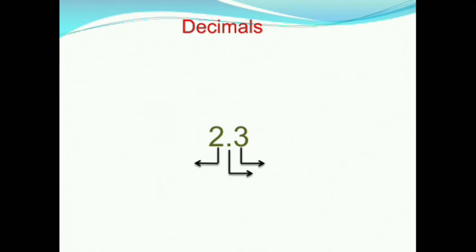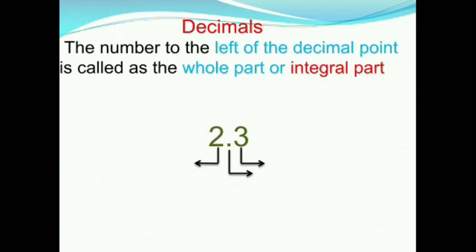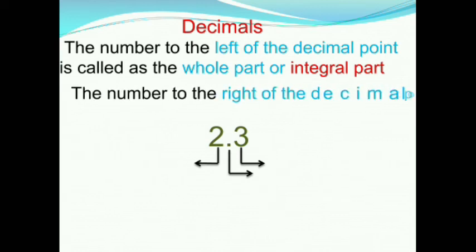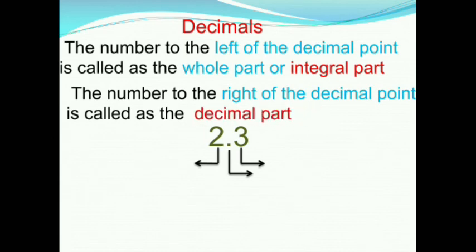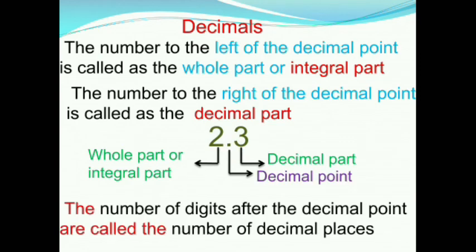Now we will learn about the components of a decimal number. See here, the number to the left of the decimal point is called the whole part or integral part. The number to the right of the decimal point is called the decimal part. Here 2 is the whole part or integral part and 3 is the decimal part. This point is called the decimal point. The number of digits after the decimal point is called the number of decimal places.